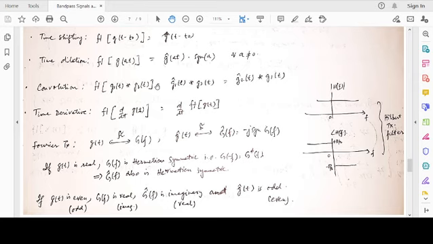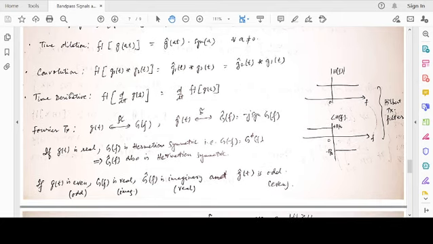Use the commutative property. You can keep G1(t) constant and you have G2(t) convolved with 1 by pi t, which gives you G2 cap, or you can keep G2(t) constant and you can have G1(t) convolved with 1 by pi t, which gives you G1 cap. Okay.